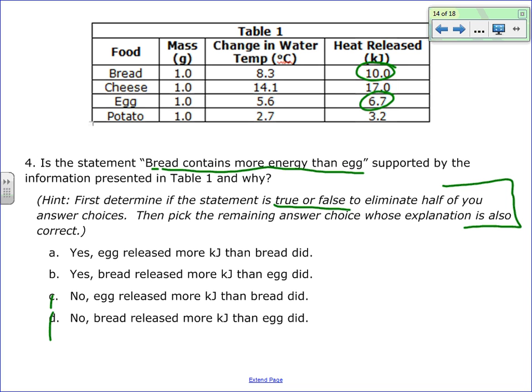Yes, because bread releases more kJ than egg. Perfect. Because if you go to table 1 and you go to egg, it releases 6.7, and bread releases 10. Perfect. The same 2 numbers we compared to figure out yes are the same 2 compared in the explanation. 10 is higher than 6.7, so that means B is true, A is false. We go with B. Let's keep on going.